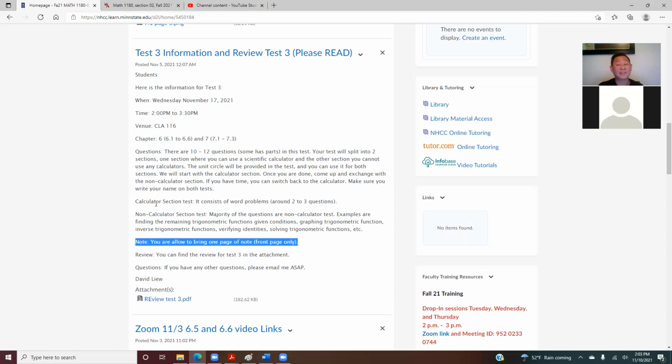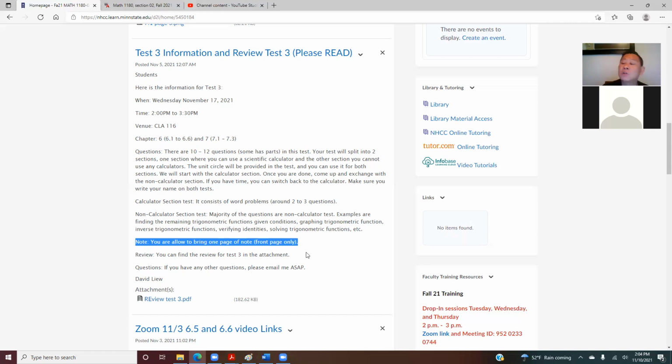The non-calculator section is the longest one and has the most points. The majority of the questions are in this section. Examples will be finding the remaining trigonometric functions given conditions, graphing trigonometric functions, inverses, verifying identities, which we'll go over in today's class, and then solving trigonometric equations. The part that I highlighted in blue is new. I just changed it just now.